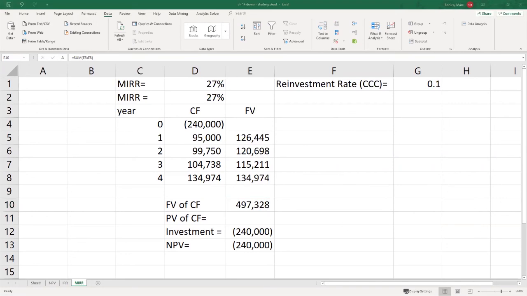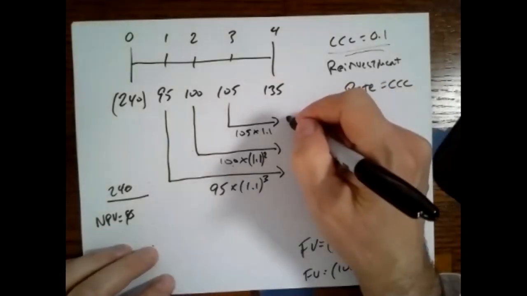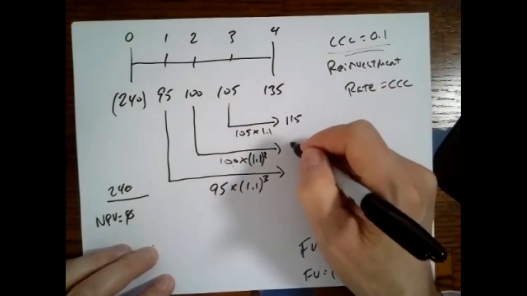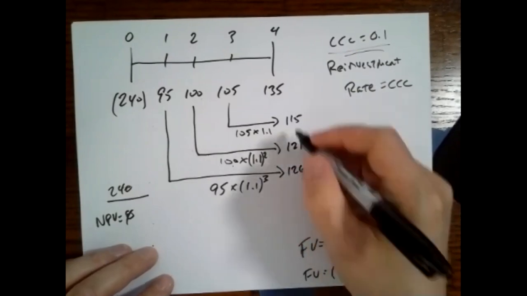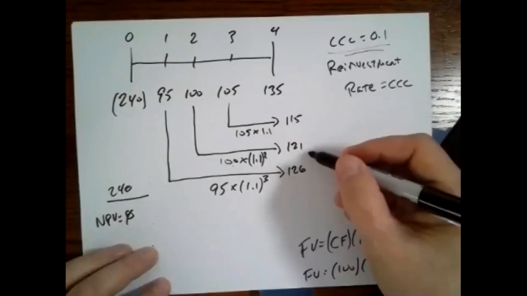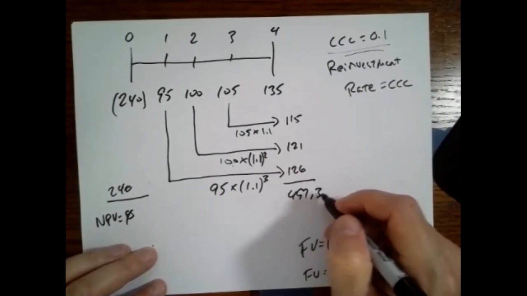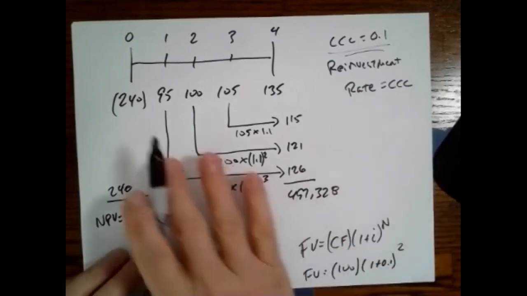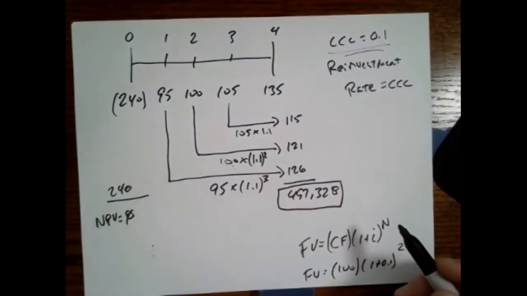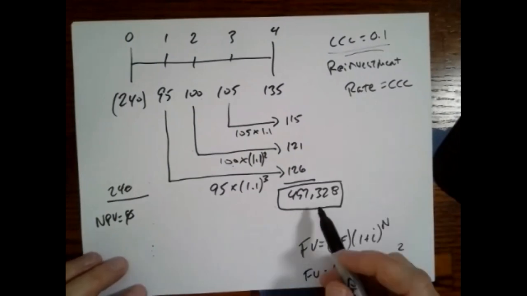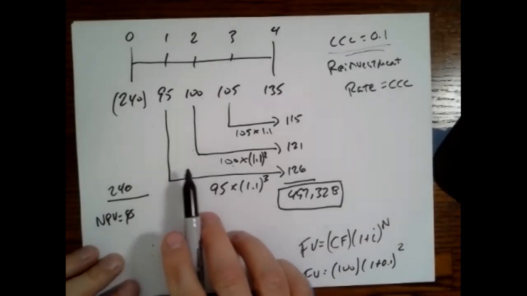So let me switch back to my screen here. So I've got roughly 115, roughly 121, roughly 126. When I add 135 plus 115 plus 121 plus 126, I get 497,328. So that's the future value of these cash flows that have been carried into the future. They're worth 497,328.